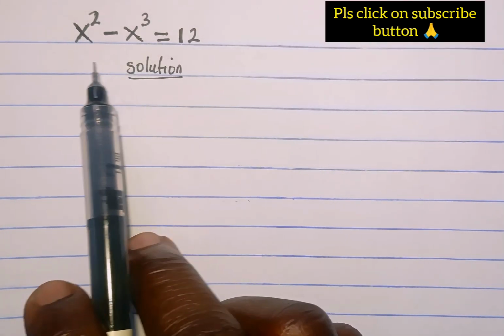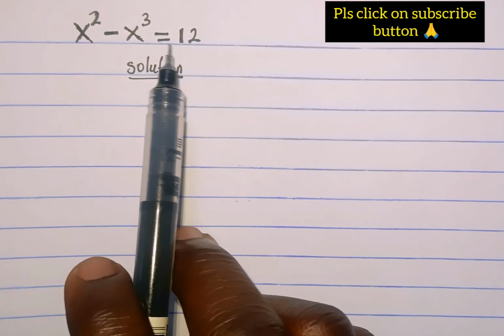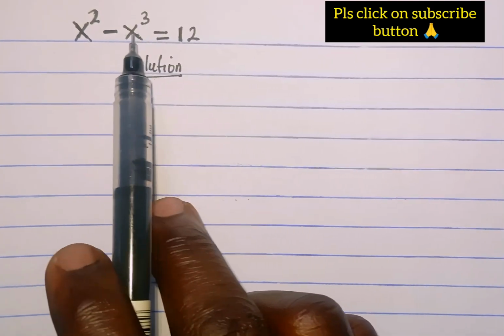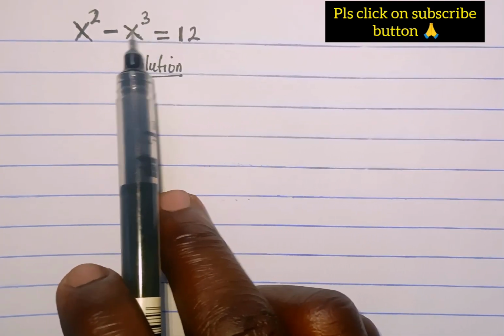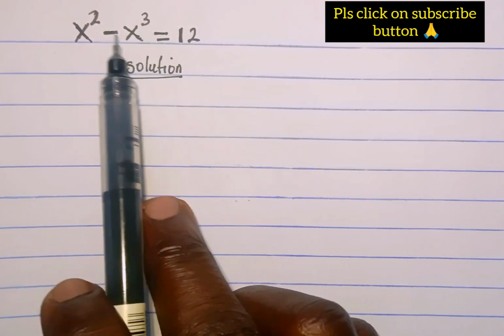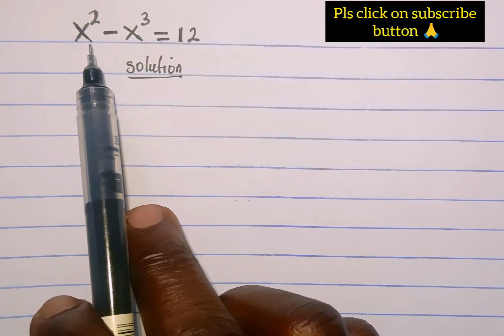We are going to solve for the value of x from this cubic equation. We call this a cubic equation because the highest power of the variable is 3. So our expectation is to get 3 possible solutions that will satisfy this equation.